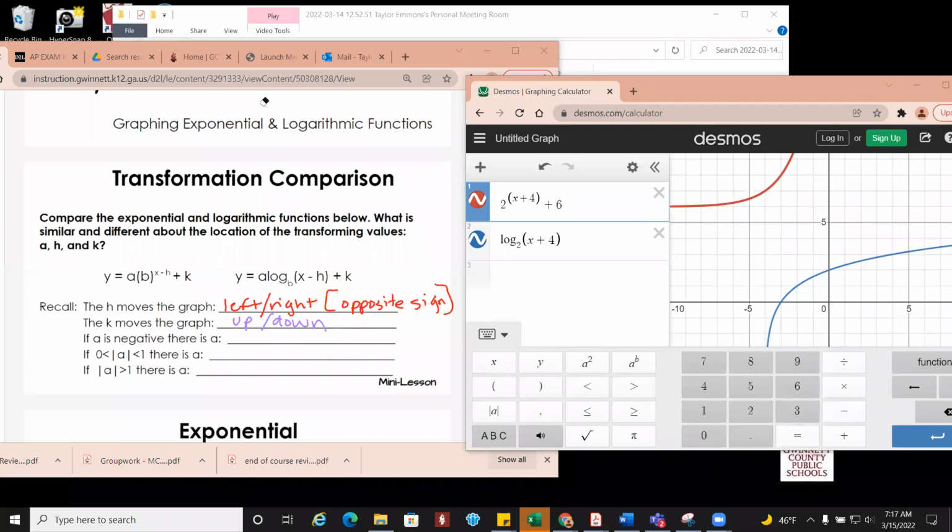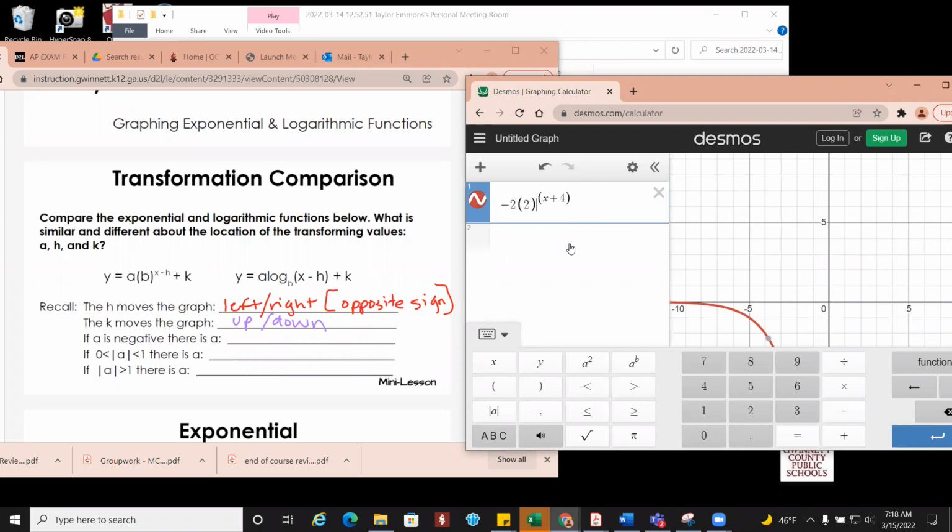Okay, what if a is negative? Okay, well, let's look at it. If I take a and I make it negative, let's put a -2 out front. What did that do to the function? So here it is again. Here was the original. What did a -2 do to that function? It reflected over which axis? Okay, reflected over the x-axis.